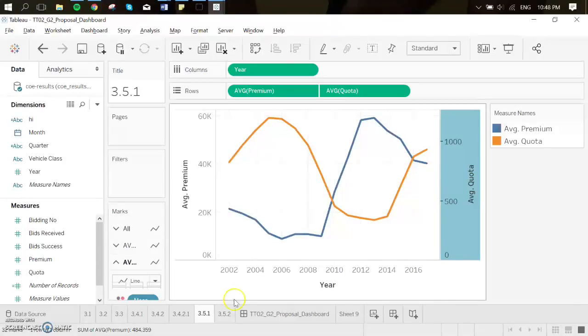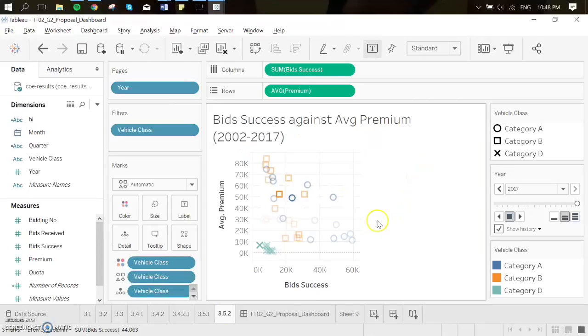Now, for our second business question, we'll be asking, why are there any outliers in the scatter plots? Can you research on the possible reason for the outliers? By using the sum of the bid success in our columns and average premium in rows, using our story, we can see the trend over the years for each category.